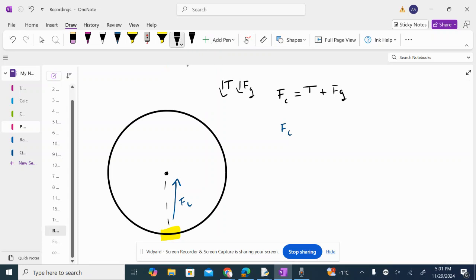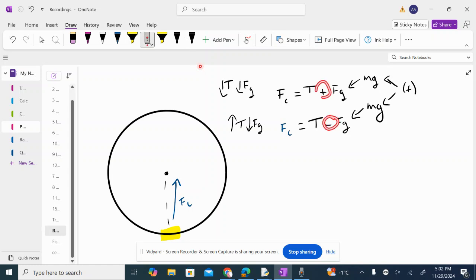Let's compare all of our other forces. Our tension, since the string is going towards the center, is going to be pointing up. So our T is up. And our force of gravity is down, because force of gravity is always down. So Fc is going to equal tension minus Fg. When you calculate this, Fg is just mg. The g's are always going to be positive. These signs, these little symbols that we add, are what denote if it's going to be positive or negative. So don't worry about that.